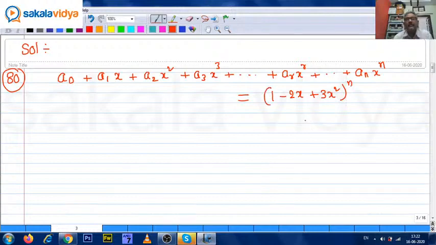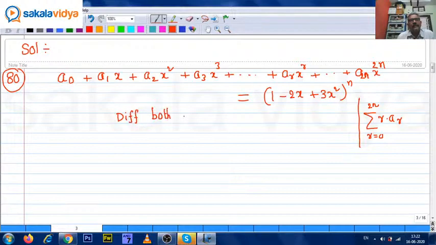But we need to find out here what sigma r times ar, r takes the values from 0 to 2n. Understood now? So that means actually here you will be getting 2n only. This is also 2n, I have forgotten. X to the power of 2n and 2n, right, down. So in order to get this, differentiate both sides with respect to x.